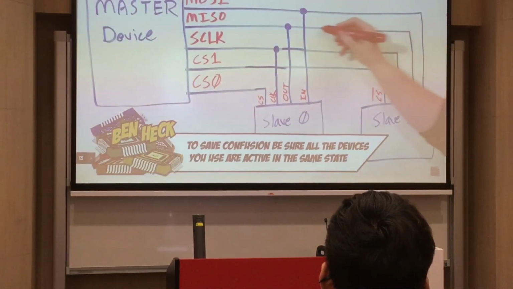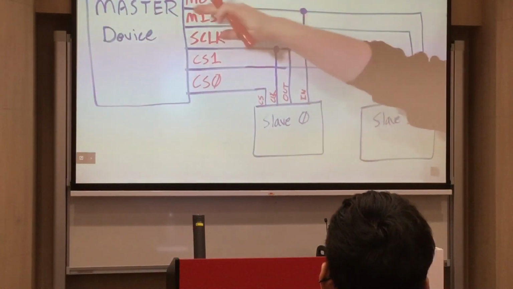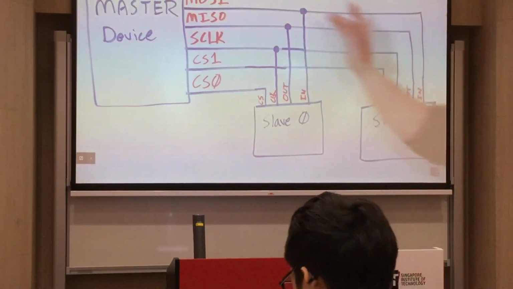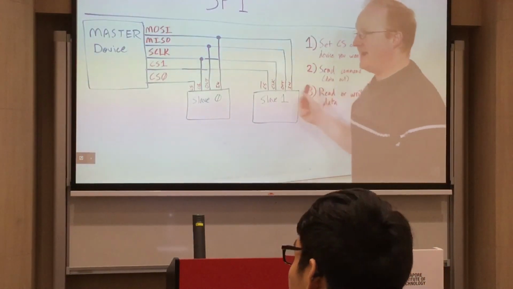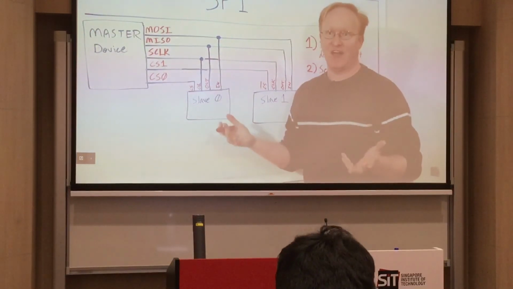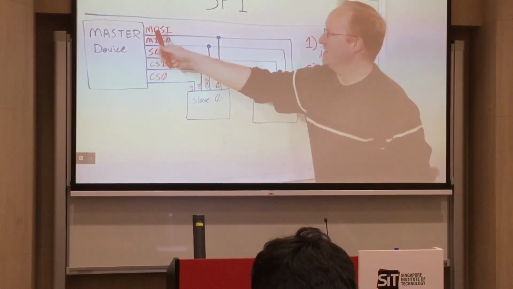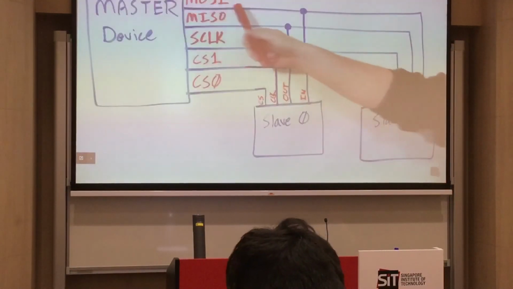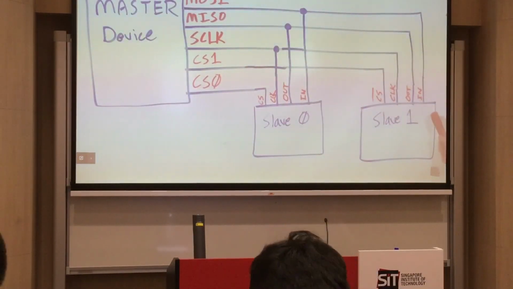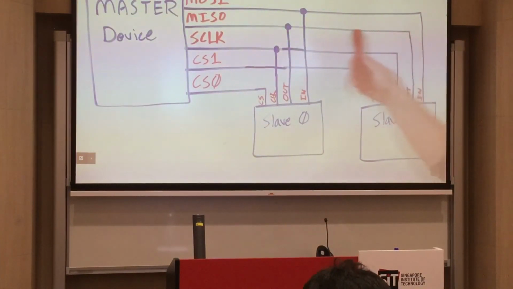They may be null data, but whenever you shift something out, something's always shifted back in. That's where the interchange comes from. So if you send a command, let's say read memory position 5, then you just clock a bunch of null zeros into slave 1, and it'll return you the data you want. So again, it's always an interchange.